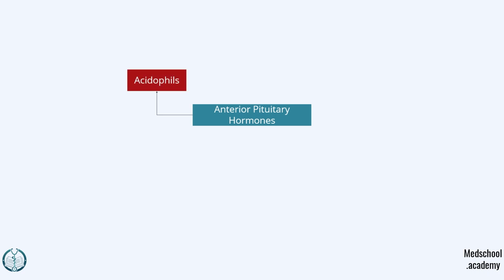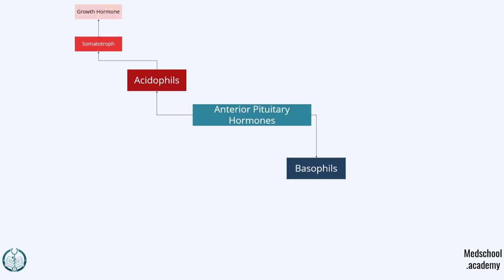The first is acidophils, and these are called acidophils because under a microscope they stain red, pinkish, and the others are basophils. So basophils will stain blue purplish. For acidophils, we have two different cells. First is somatotroph. These cells produce growth hormone, and the other one being lactotroph. These cells produce prolactin. Now moving on to basophils, this has three different cells.